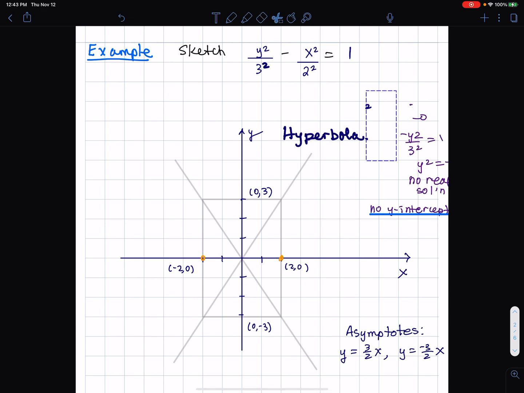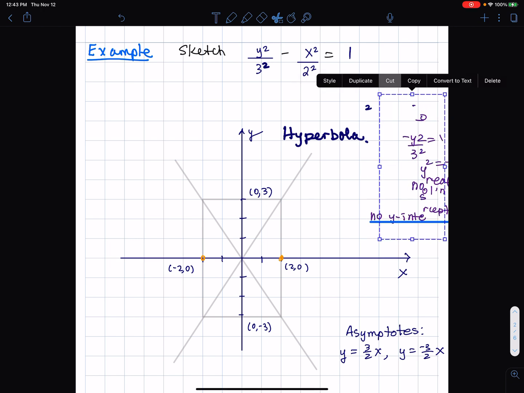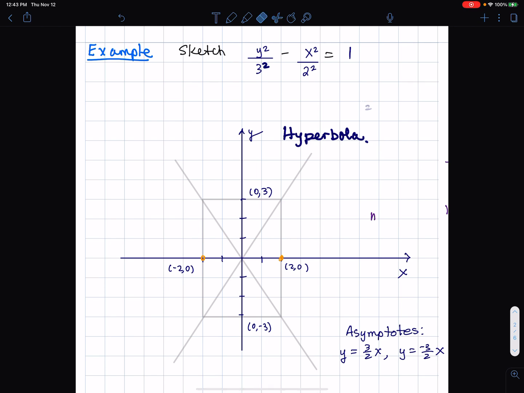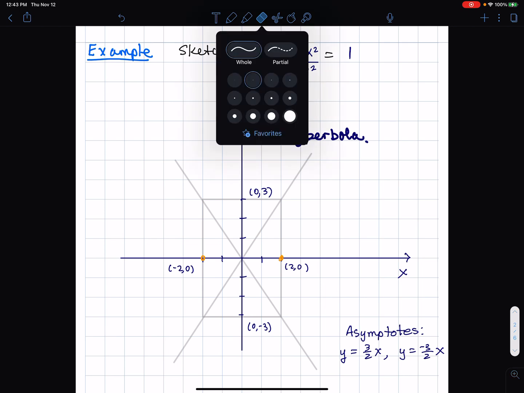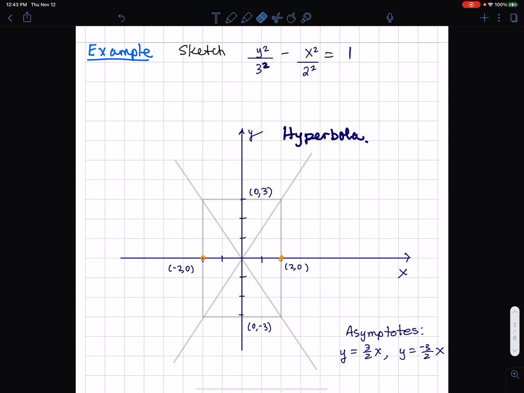But this time, if I set x equals 0, I get y equals plus or minus 3 is on the graph. Oh, the asymptotes are the same. Okay, so actually, let me get rid of those guys there and draw the box again. Okay, here's the box.